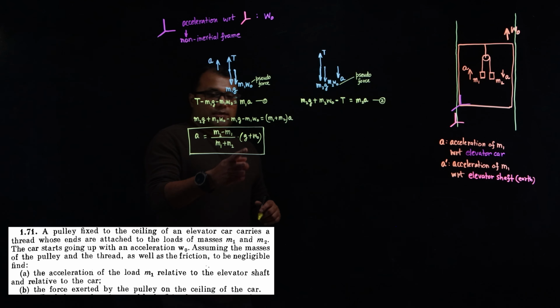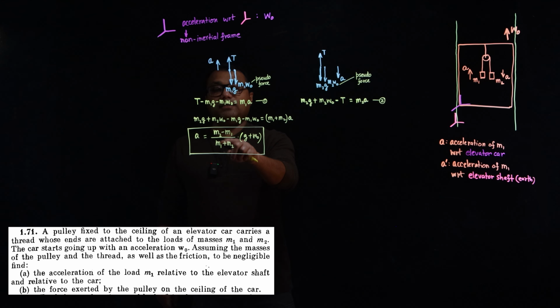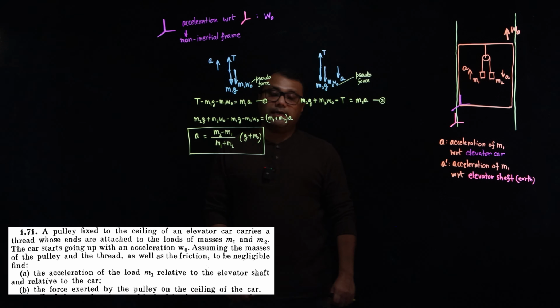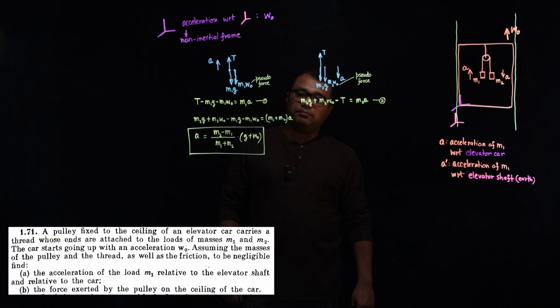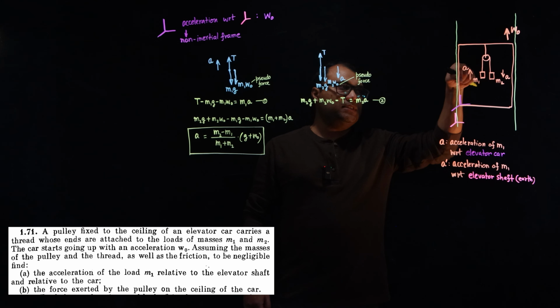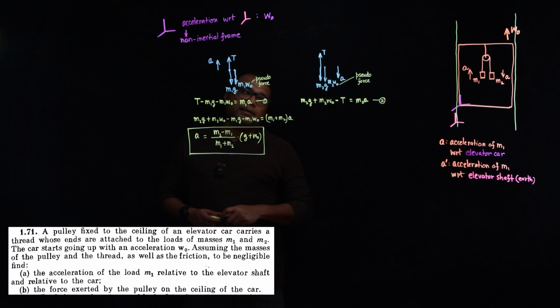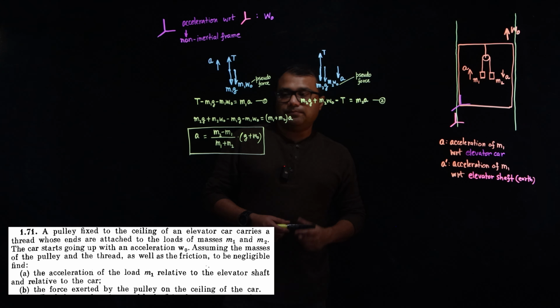Great. And this acceleration, we took it in the upward direction. So if m2 minus m1 comes out to be negative, so if m1 is more than m2, then it will evaluate to negative, which means acceleration is in the downward direction. Okay. All right. Now let's find out A dashed.